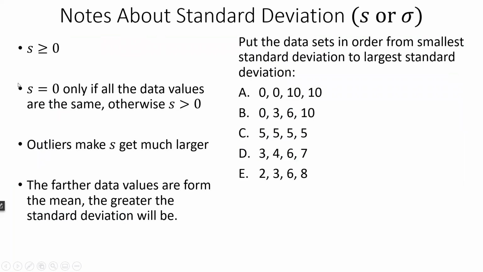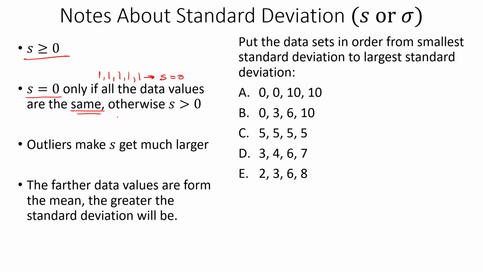All right, so some concepts about standard deviation. Standard deviation is always greater than or equal to 0. So it's never negative. The only time it can equal 0 is if all the data values are exactly the same, like 1, 1, 1, 1, 1. If they were all the same, then our standard deviation would be 0 because none of them deviate from the mean.